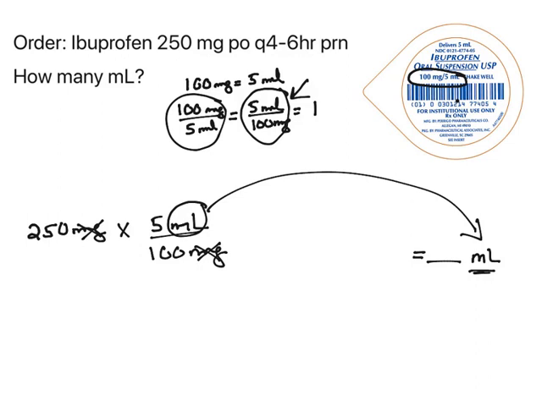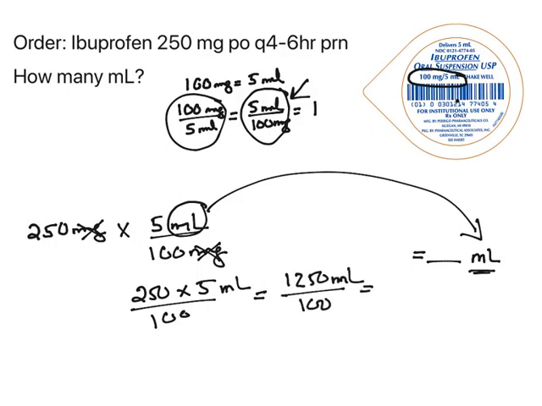And so I just need to do the math. 250 times 5 over 100, and that is equal to 1250 mLs over 100, which is equal to 12.5 mLs. And again, my units are the same. So in this situation, in order to give 250 milligrams, I will give 12.5 milliliters.